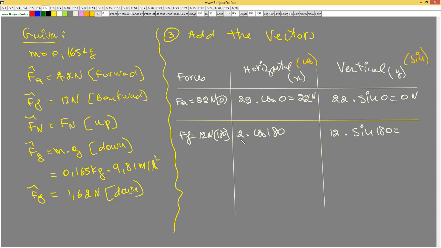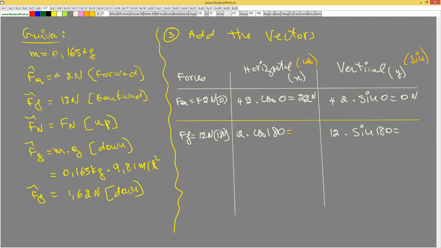So if you put this one in the calculator, 12 cosine 180, it gives you what? Put it in your calculator. Are you on the same page or not? Yeah, because the force FA is 42, not 22. It is 42 here. So it will be 42 cosine 0, and it will be 42 sine 0. Okay, 42 here. I took it for 22.